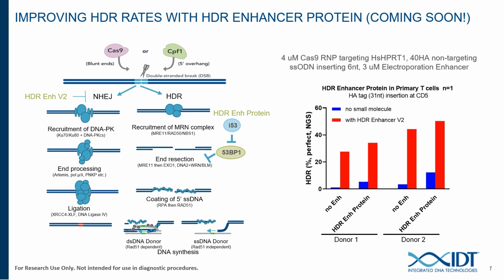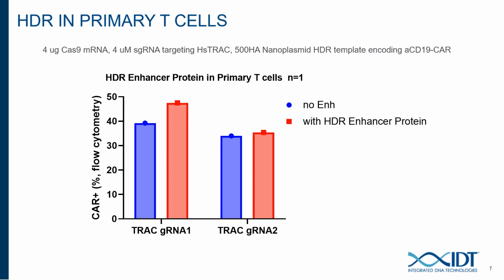This can be used alone or combined with the HDR enhancer V2, which is a small molecule, to boost HDR rates of small and large knock-in. Here, the HDR enhancer protein is used to increase the rate of HDR of a CAR knock-in using Cas9 mRNA, IDT sgRNA, and the CAR nanoplasmid at 2 different loci in the TRAC gene. So here we see a site-dependent effect on the fold change observed with the enhancer, and that can be true for varied sites depending on the specific sequence context of your target and the insert.